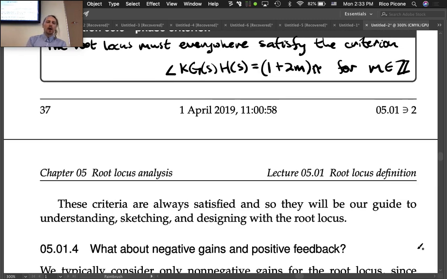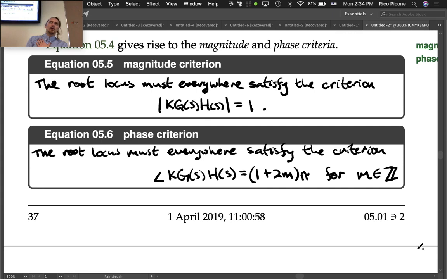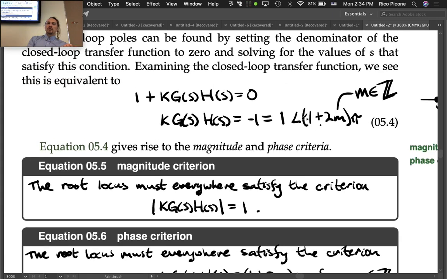These criteria are always satisfied, and so they will be our guide to understanding, sketching, and designing with the root locus. What follows in lecture 5.2 is going to be a set of rules for constructing where the root locus is in the complex plane, and the rules that we'll develop all derive from the magnitude and phase criteria, which themselves are derived from just this simple equation 5.4.